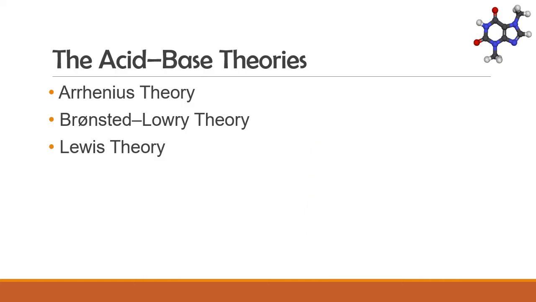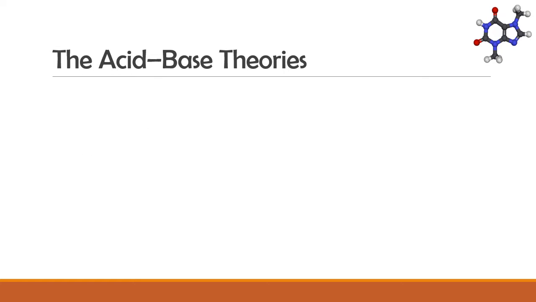Currently, there are three definitions of acids and bases that are widely accepted. These are the Arrhenius theory, the Brønsted-Lowry theory, and the Lewis theory. Each of these theories has limitations that are addressed by the other theories. Knowing all of them will give us a better understanding of acids and bases. Let's start by discussing the Arrhenius theory.